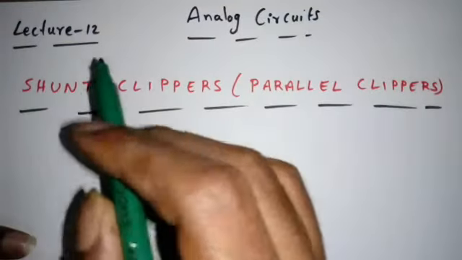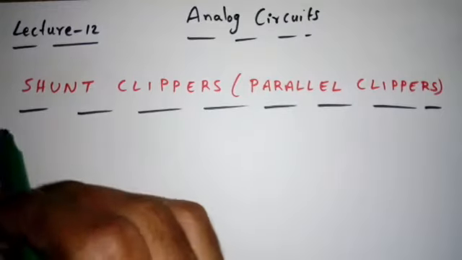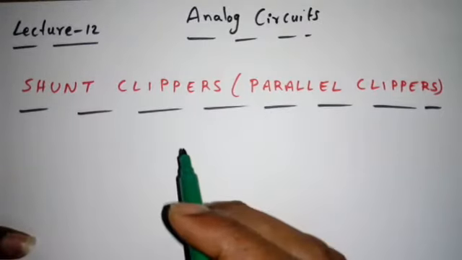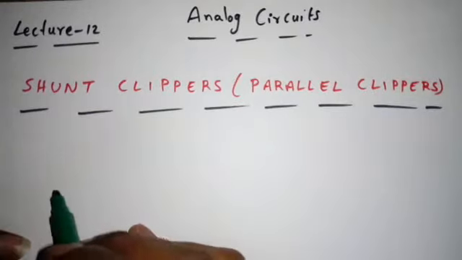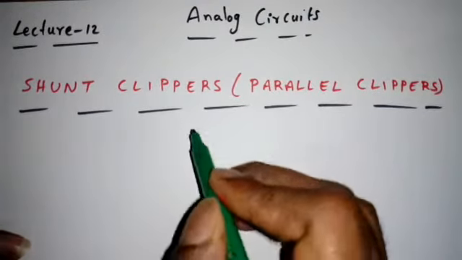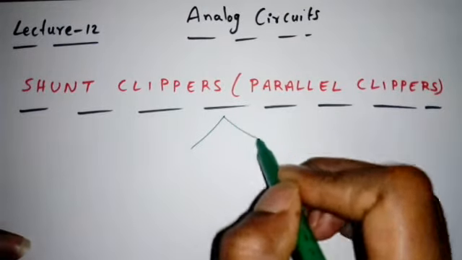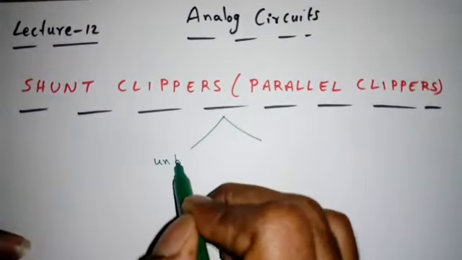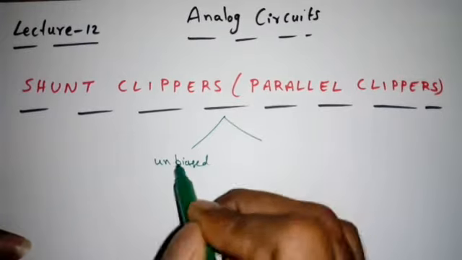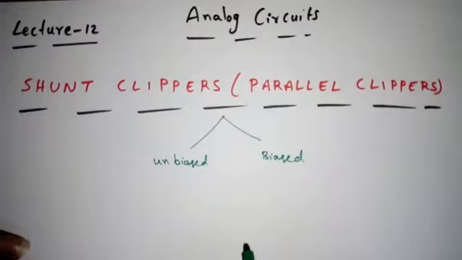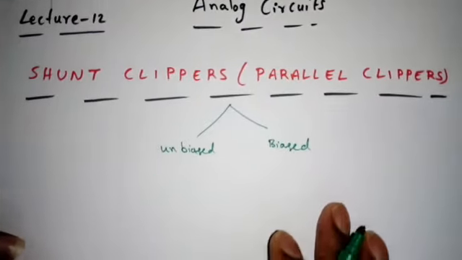Hi everyone, this is lecture 12 in analog circuits. In this lecture we will discuss shunt clippers, or we can say parallel clippers. In shunt clippers also we'll have two types, as we have seen for the series clipping circuits. First is unbiased shunt clippers and the next one is biased shunt clippers, or parallel clippers.